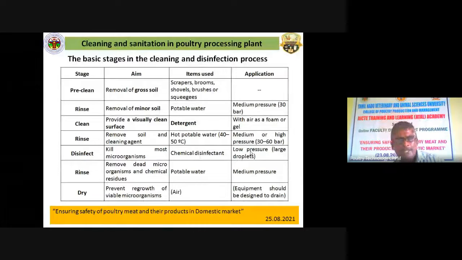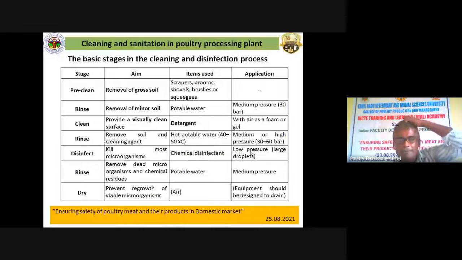So rinsing removes the soil that has been loosened by the detergent, as well as the detergent that has been used to loosen the soil. For that we use hot potable water at a temperature of 40 to 50 degrees centigrade. We should not increase the temperature of the hot water, because if you increase the temperature, the proteins that are attached to the surface may undergo denaturation. So they become tightly bound to the surface, and then it would be very difficult to remove.